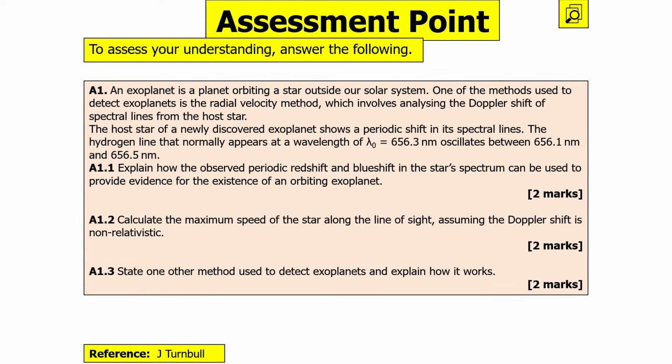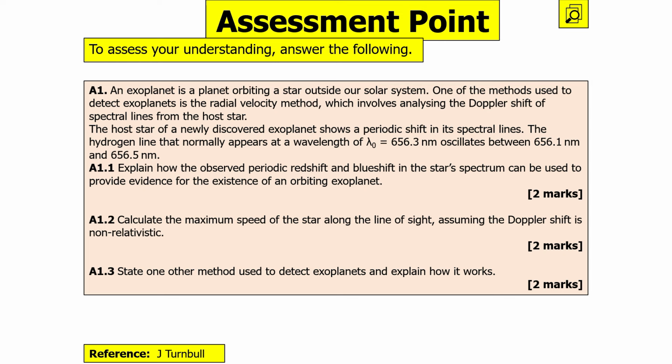An exoplanet is a planet orbiting a star outside our solar system. One of the methods used to detect exoplanets is the radial velocity method, which involves analysing the Doppler shift of spectral lines from the host star. The host star of a newly discovered exoplanet shows a periodic shift in its spectral lines. The hydrogen line that normally appears at a wavelength of 656.3 nanometers oscillates between 656.1 nanometers and 656.5 nanometers.